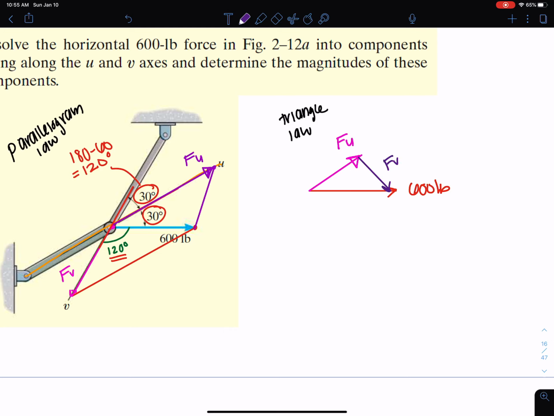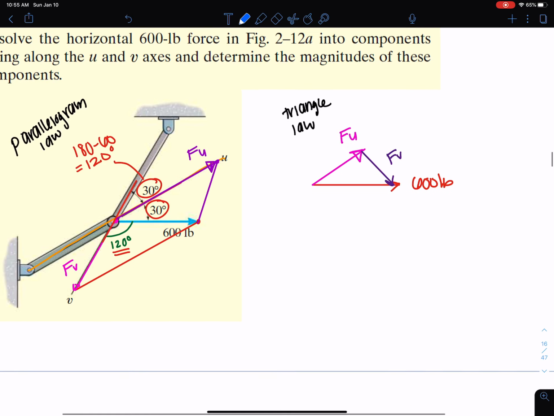Okay, and all we need to do is come back here and remember that this we can correspond to the 30 degrees, the angle that F sub U makes with the x-axis. Then this here is the angle that F sub V makes. I know that doesn't look like 120 because of the way I've drawn it. And of course, then this has to be 30, so that all makes 180.